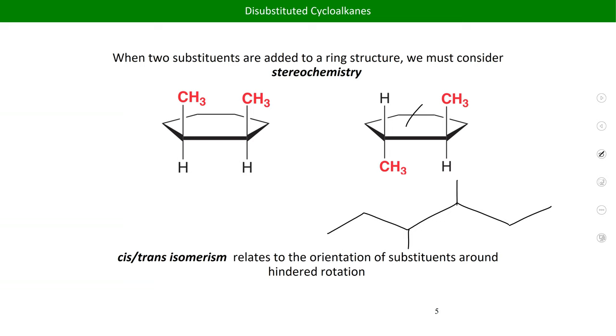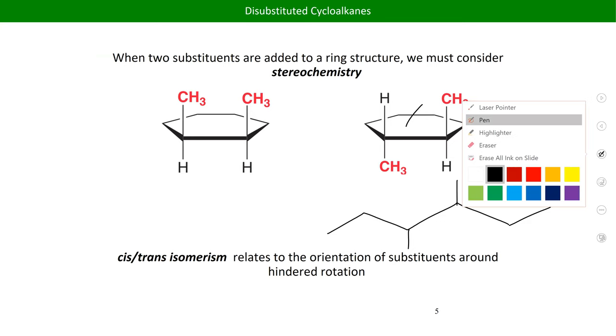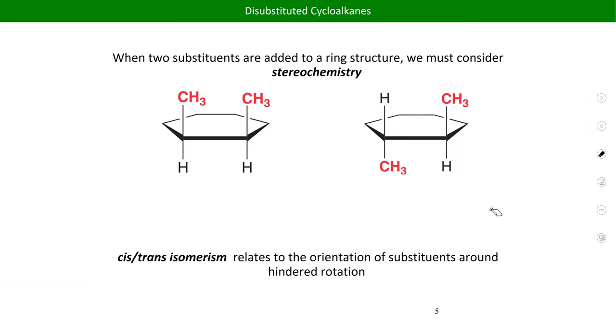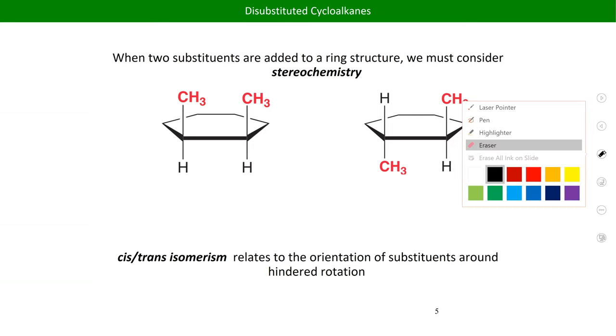We don't necessarily need to show which one's up and if it's the up bond or the down bond, because it can freely rotate whichever way it wants. But having it stuck in that ring structure means it can't freely rotate. And so the other place that we see that is when you have pi bonds.